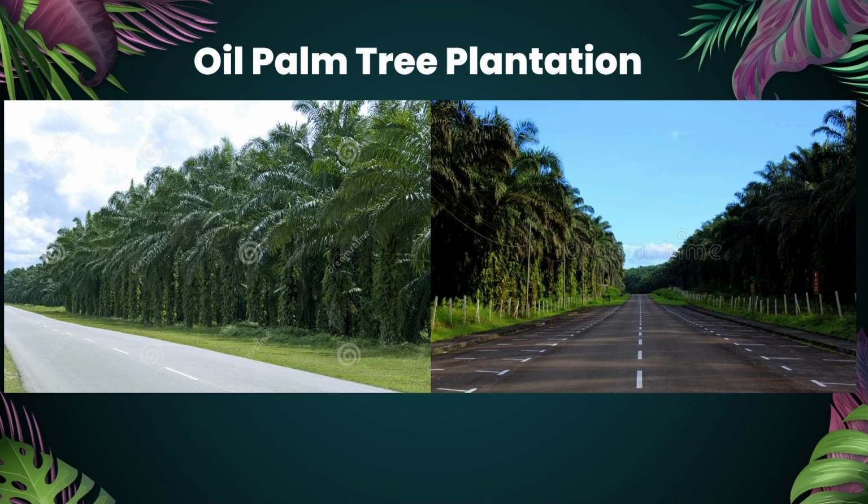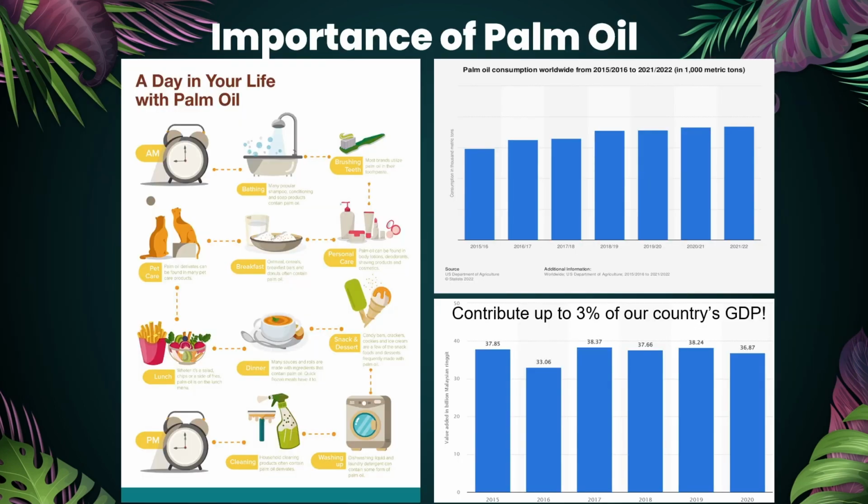Hi, I believe this scene is very familiar for us as Malaysians, especially when we are driving on the country road, right? It is an oil palm tree plantation. And the oil palm tree is a very important economic plant, as it contributes up to 3% of our country's GDP and is involved in our daily life usage as well.